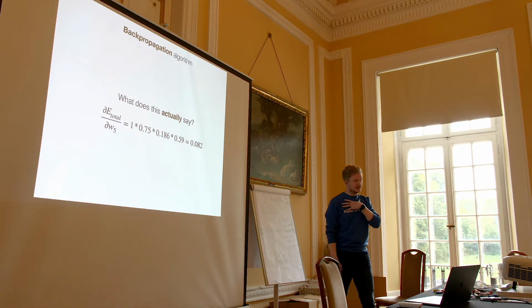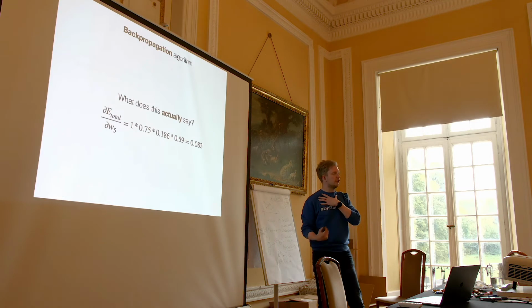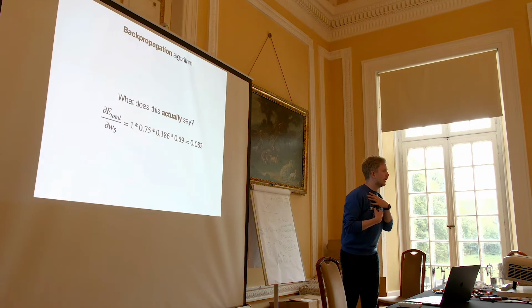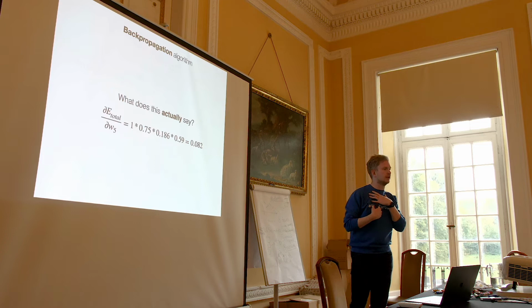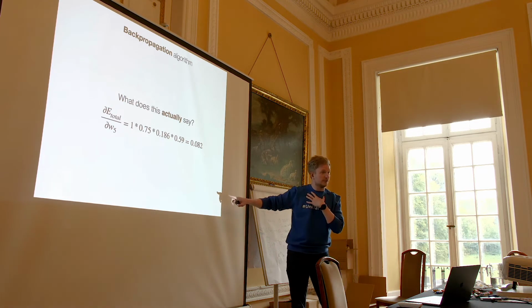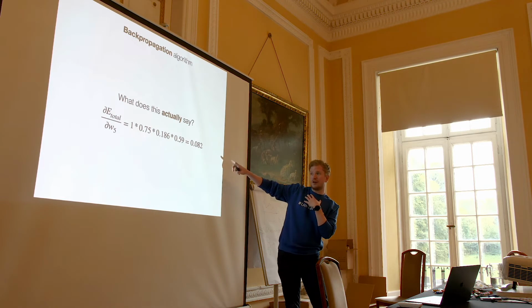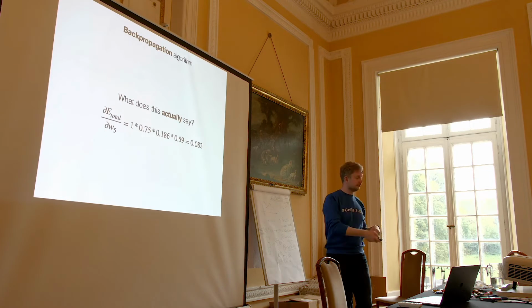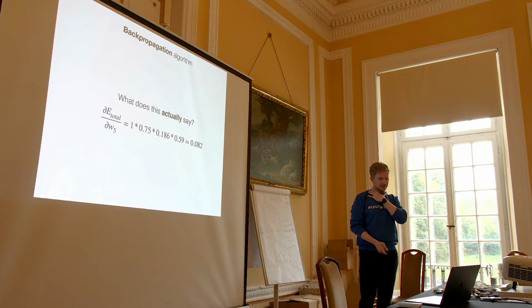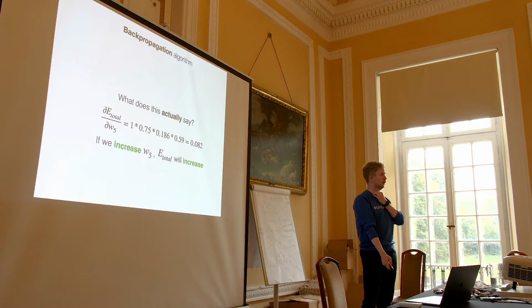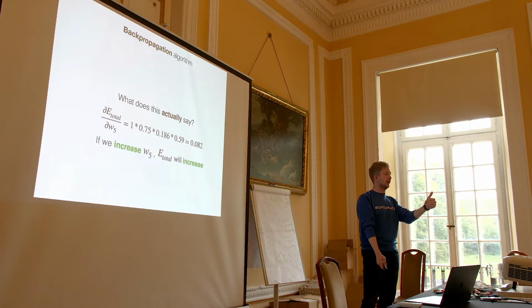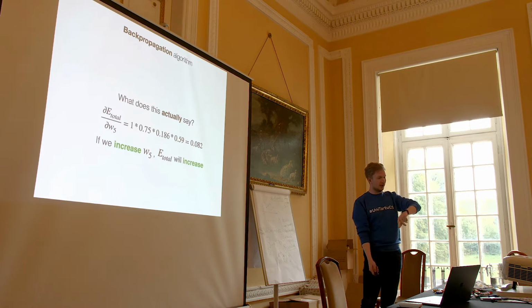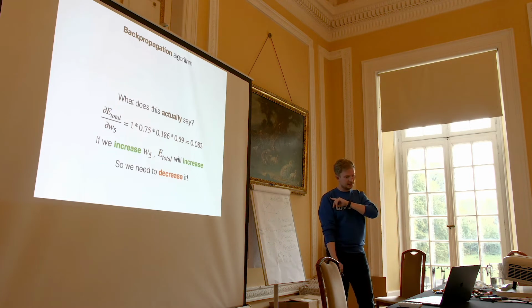So let me ask this question another way. If I increase my W5, what happens to my total error? It also increases because the gradient is positive. So if I increase my W5 by that, in theory, the total error should also increase, right? And that's what it says, basically. So what we have to do is not to increase W5, but to decrease W5 by that value. So that's what we're going to do.